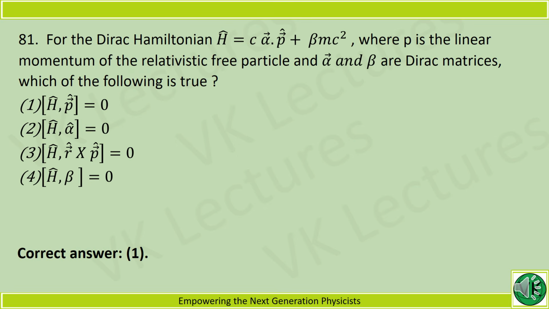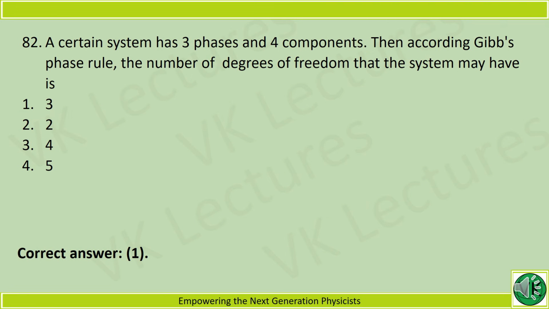For a Dirac Hamiltonian, H equals C times alpha dot P plus beta mc square, where P is the linear momentum of the relativistic free particle and alpha and beta are Dirac matrices. Then which of the following is true? Option 1, the commutator of H and P equal to 0.